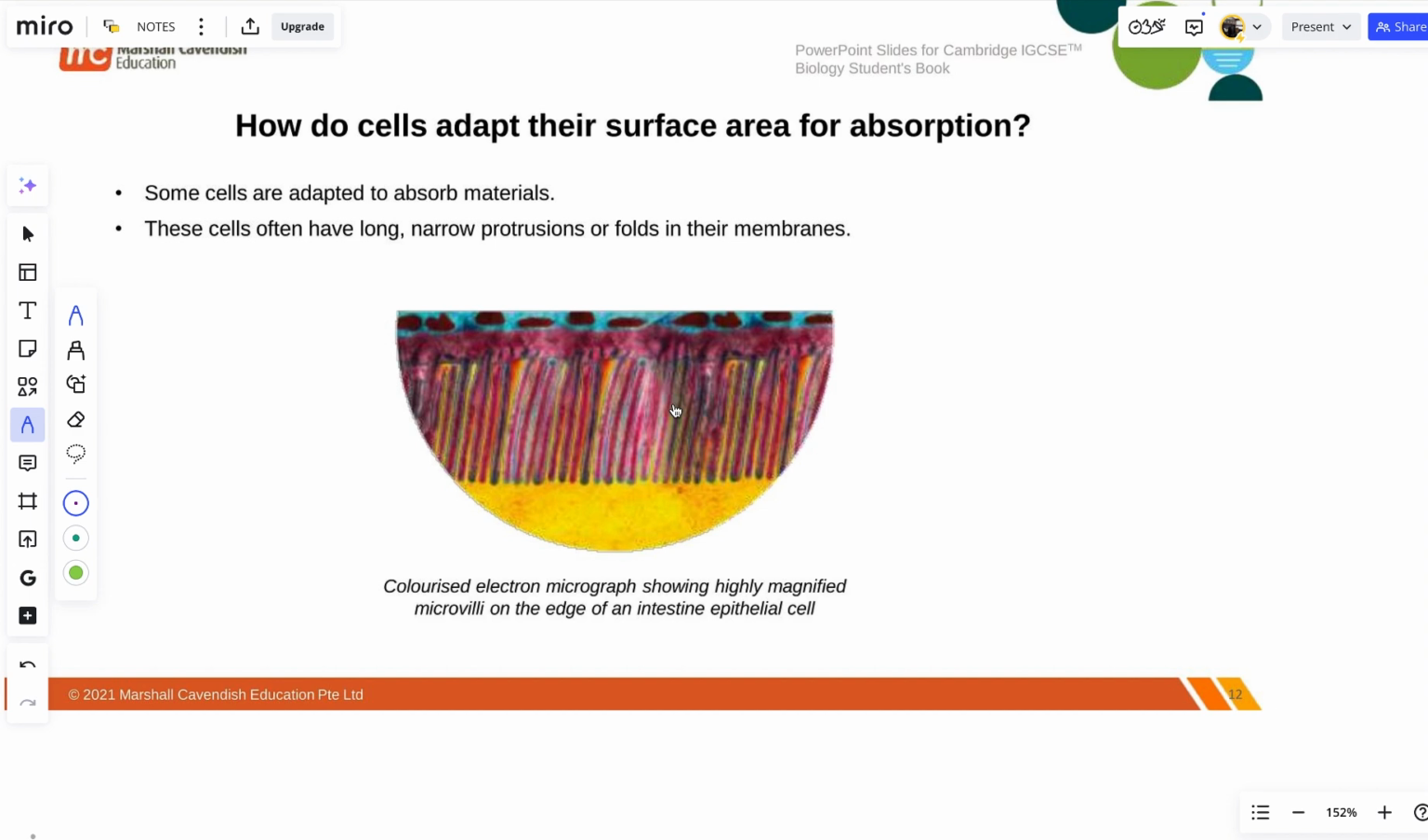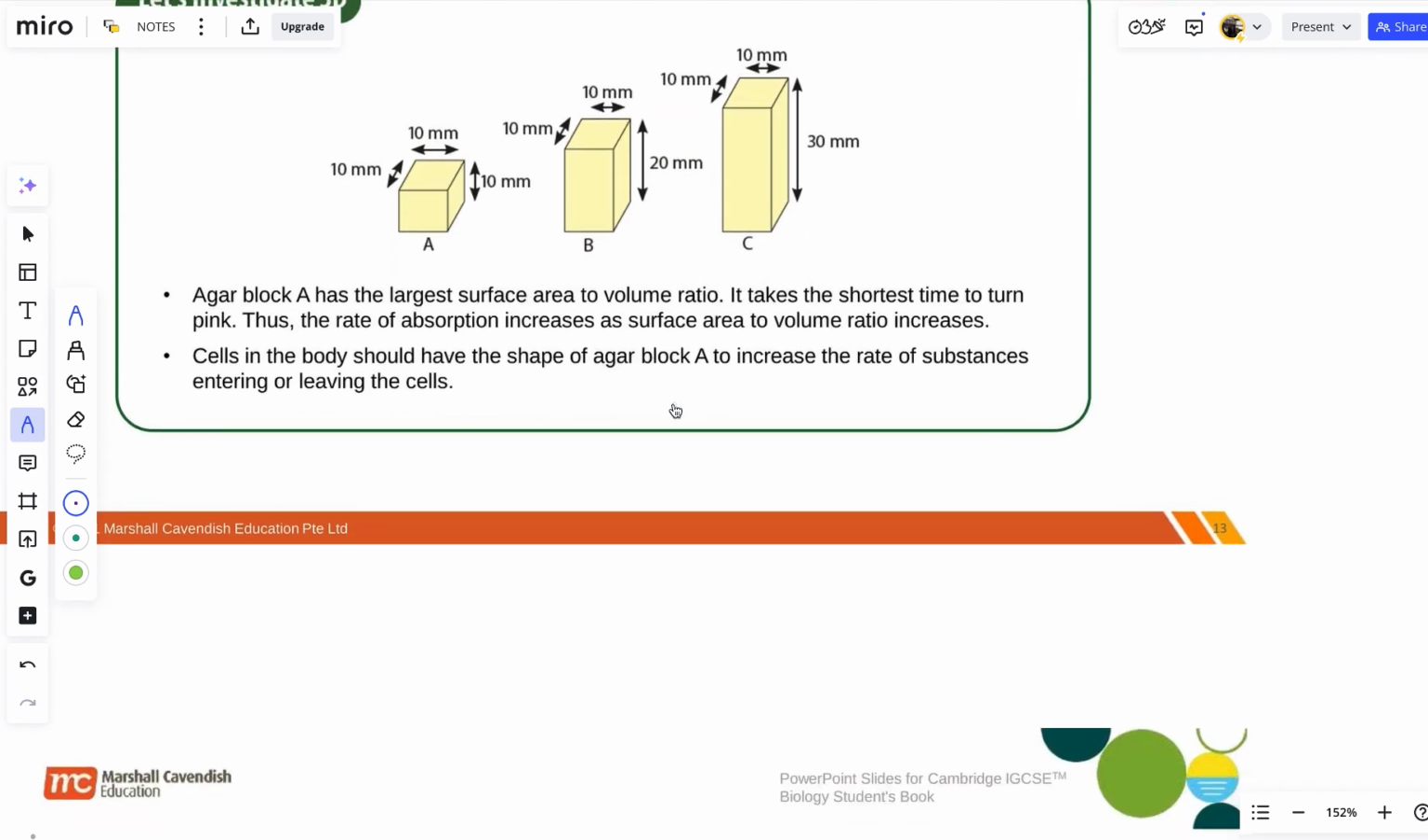So microvilli are tiny units of villi in the small intestine, through which nutrients that have been digested are absorbed into the bloodstream. Is that okay? Now let's move on to the next one.